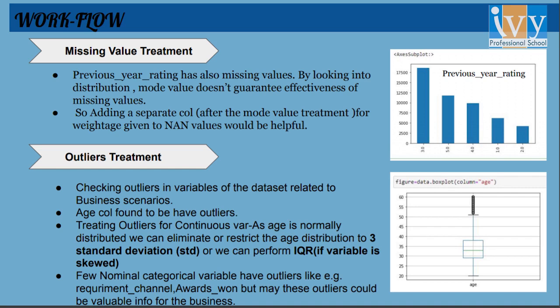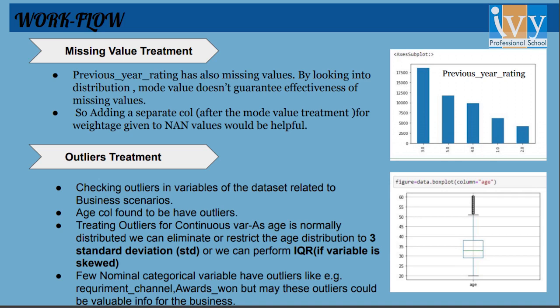How did I treat the outliers in the age columns? As you know, age is normally distributed, so we can restrict the age distribution using the three standard deviation method. I have used the three standard deviation method to treat or replace the outliers. Whichever values come after the three standard deviation boundary, I have replaced with logical values.